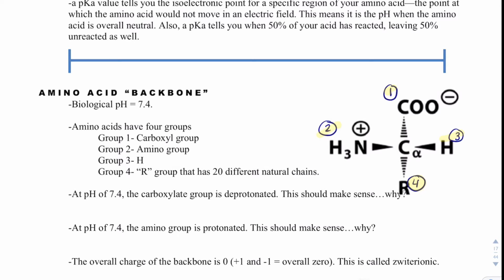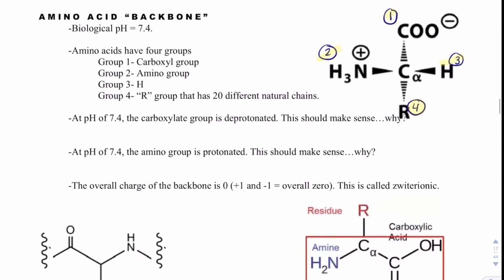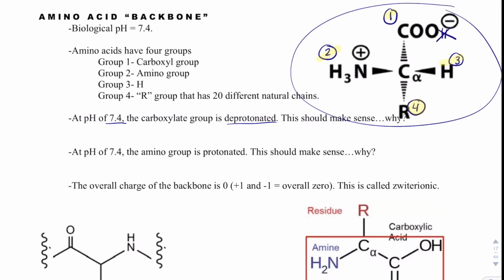Now we're going to get to it next unit, but you may see these wedges and this dash. I'm not worried about that right now. That shows us the 3D structure, which we'll get to in the next unit. So a carboxylate group at a pH of 7.4, which is how I've drawn this, is deprotonated, meaning there's no H there. That makes sense because if you remember from your pKa table, a carboxylic acid has a pKa of 5.